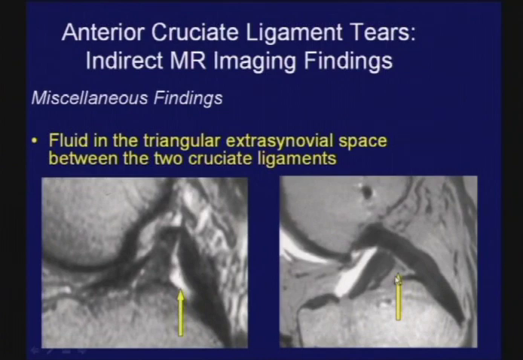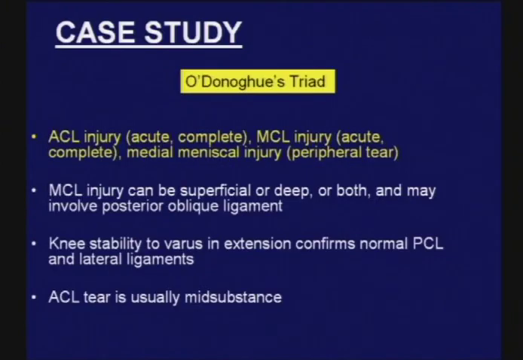The final sign was fluid in the triangular extrasynovial space between the two cruciate ligaments. This is the normal we started with. Here is the abnormal. But again, I don't find this particularly valuable. It occasionally is seen as a secondary finding.